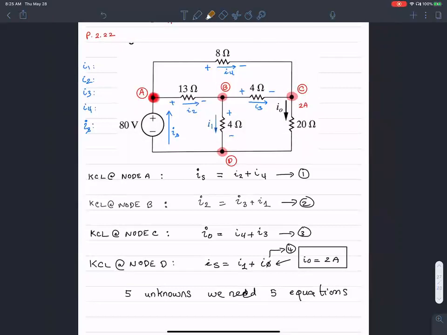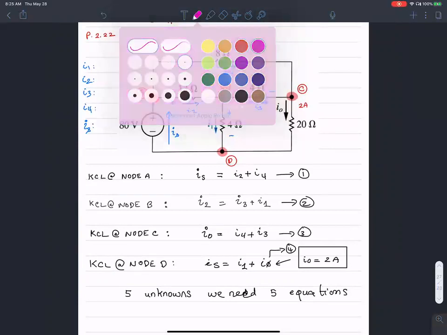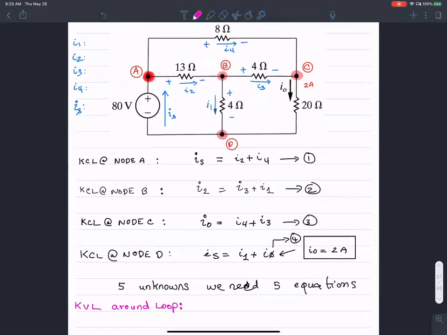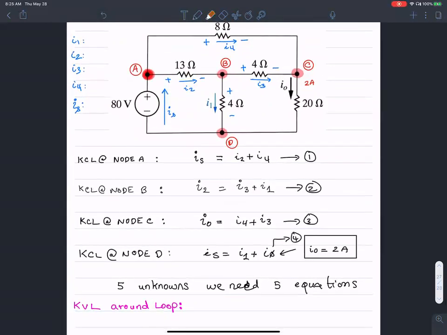Okay, let me do this. KVL, I'm going to use, let's say, this color. KVL around a loop. There are a bunch of different loops. I could select this loop, or I could select this guy as a loop, or I could select this guy as a loop. Any suggestions on which one you might want to choose?